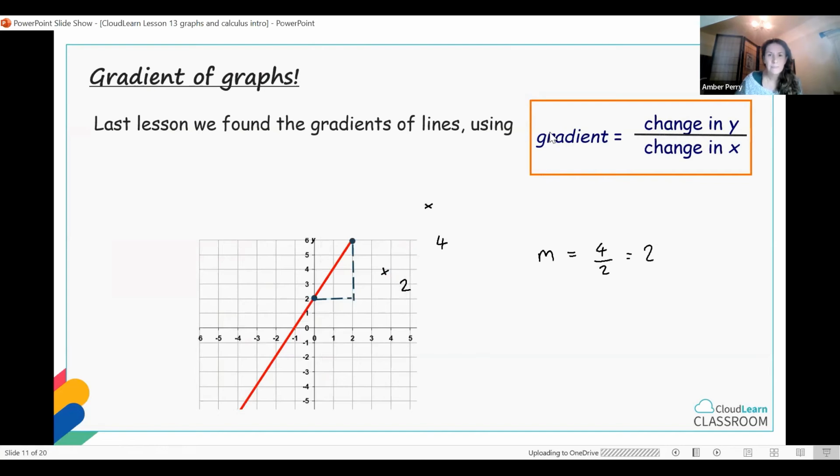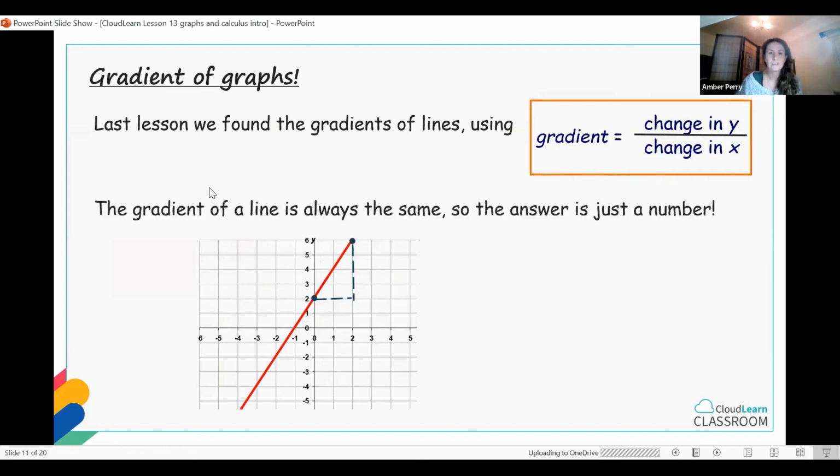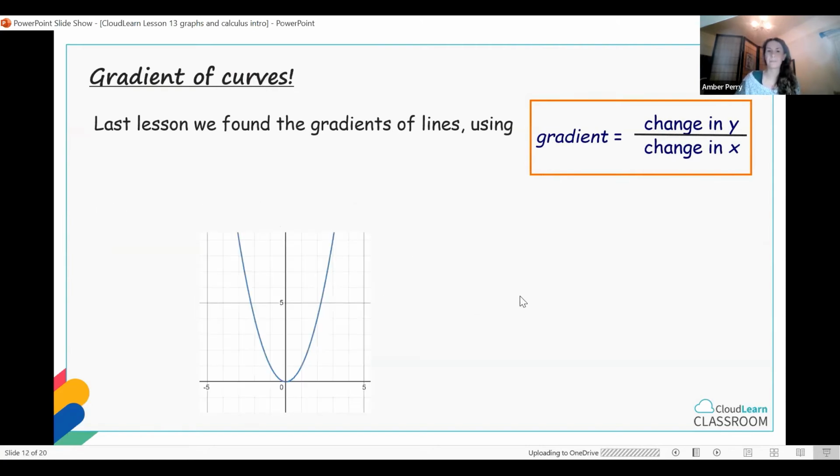However, a gradient of a straight line is always the same. It's never going to change because it's just a straight line. However, with a curve, the curve is always changing, which means the steepness of the curve is always changing, okay? So we can't just find the gradient of a curve and say it's a number, because it's always going to be different no matter where you are.